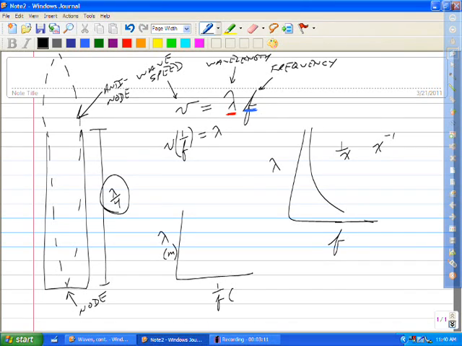What are the units for 1 over frequency? 1 over hertz. What's 1 over hertz? What is hertz? All right, look up here. Hertz is cycles per second, right? That's 1 over seconds, or seconds to the negative 1 power.